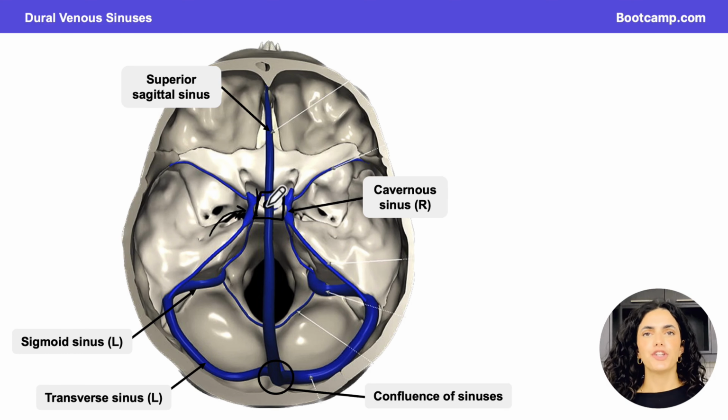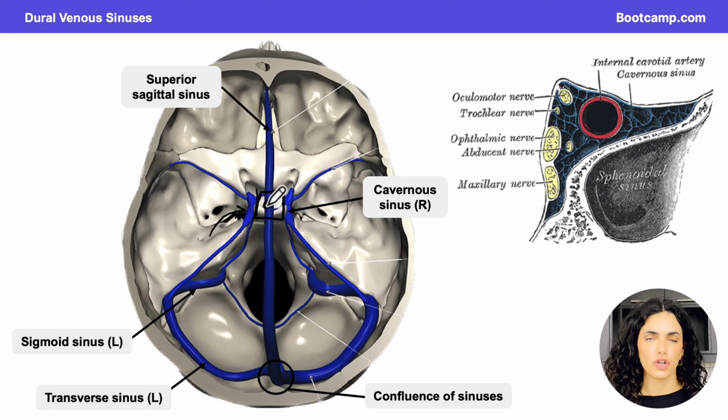One important thing to note about the cavernous sinus is the contents that actually pass through it. We know that the brain should be within this image, and on the inferior aspect of the brain we have a lot of cranial nerves that are leaving the brain and eventually exiting the skull to get to their target areas.